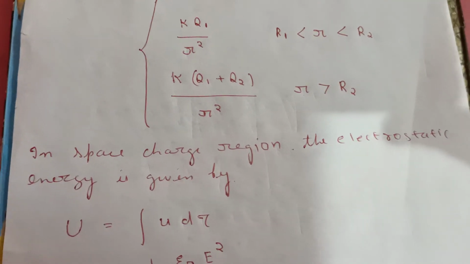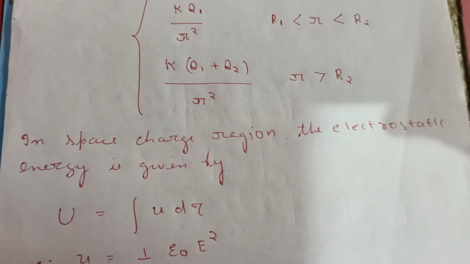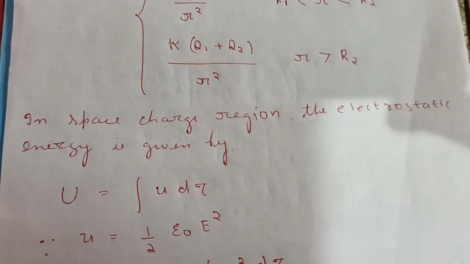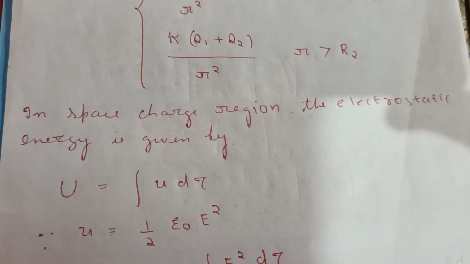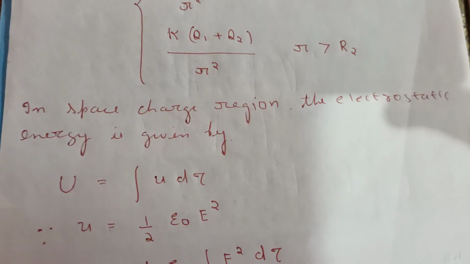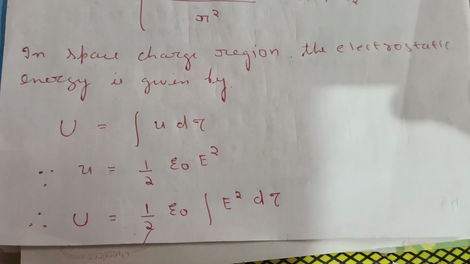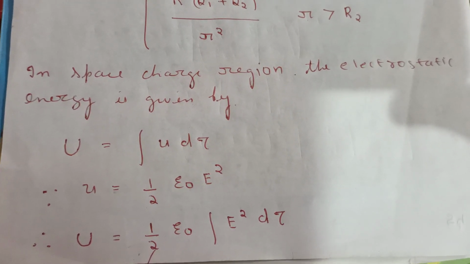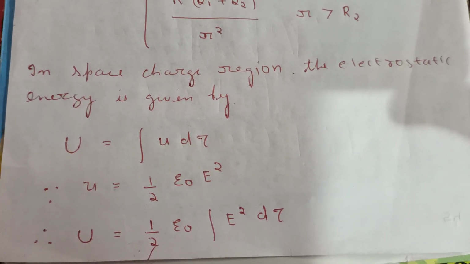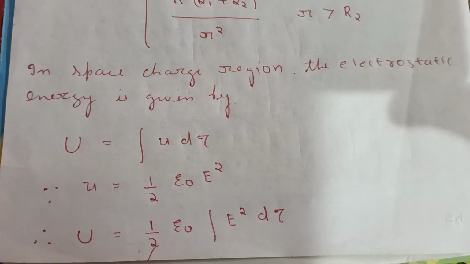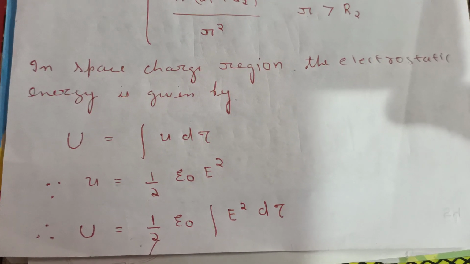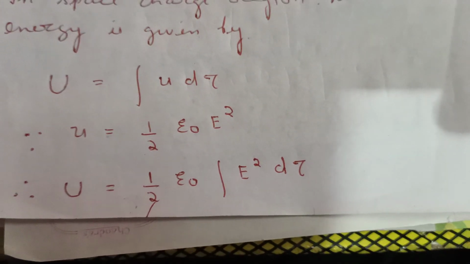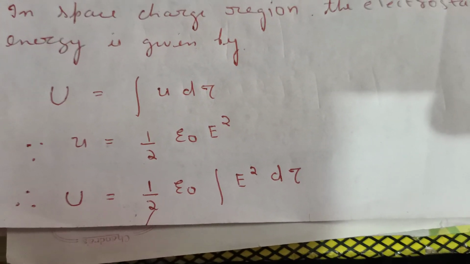We know that in a space charge region, the electrostatic potential energy is given by the integration of small u d tau. Here small u is the energy density and d tau is the volume element. We know that the energy density due to electric field is equal to 1 upon 2 epsilon naught E square. So the above equation will become capital U equal to 1 upon 2 epsilon naught integration E square d tau.